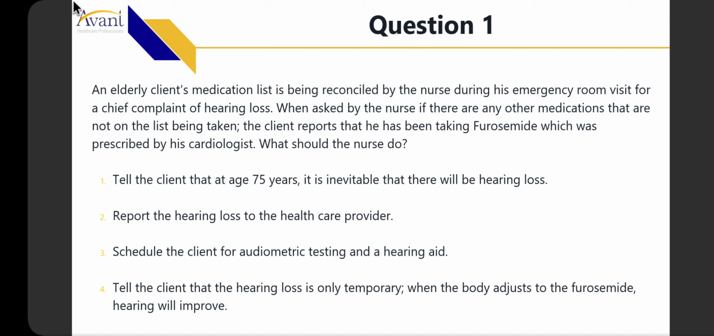We have an elderly client whose medication list is being reconciled in the emergency room, and the patient's chief complaint is hearing loss. When asked by the nurse if there are any other medications being taken, the client reports he's taking furosemide, which is prescribed by the cardiologist. What should the nurse do? Using our six steps, what should the nurse do about the fact that the patient is taking a medication called furosemide, which is our topic? The key word is that the patient has hearing loss.